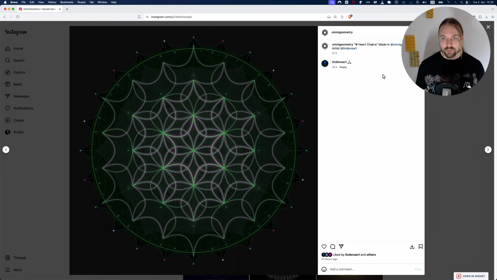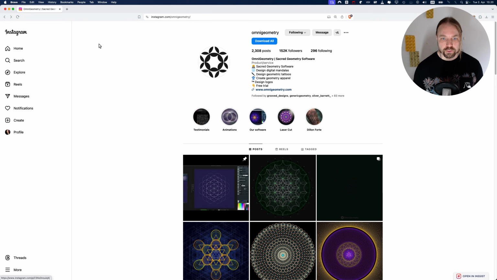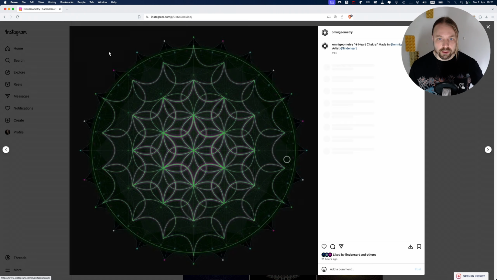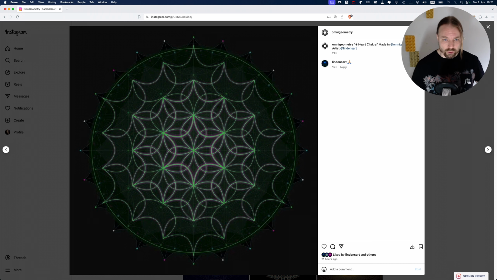So let's go here. Here we have our Instagram page for our OmniGeometry, and let's just go through these images and I'll talk a little bit about each image. So let's start from here, and here we have a beautiful flower of life based pattern with the six points here, created by Linden's art.